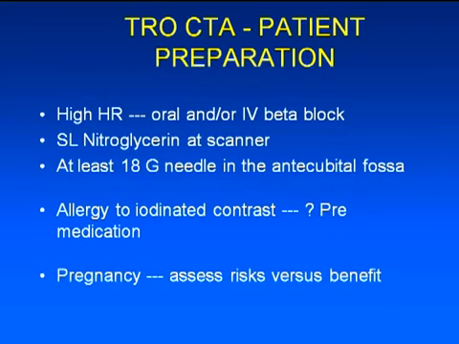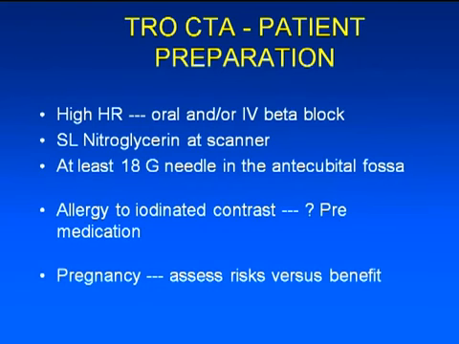Usually we give sublingual nitroglycerin at the scanner so we can dilate the coronary arteries and have a better look at them. You need at least an 18-gauge needle, a good peripheral venous access, so you are able to inject at 4.5 cc's per second. Like any CT, you have to look for allergy to contrast and consider pre-medicating the patient depending on your institution policies. And if the patient is pregnant, of course, you're going to assess risk versus benefits of the radiation.